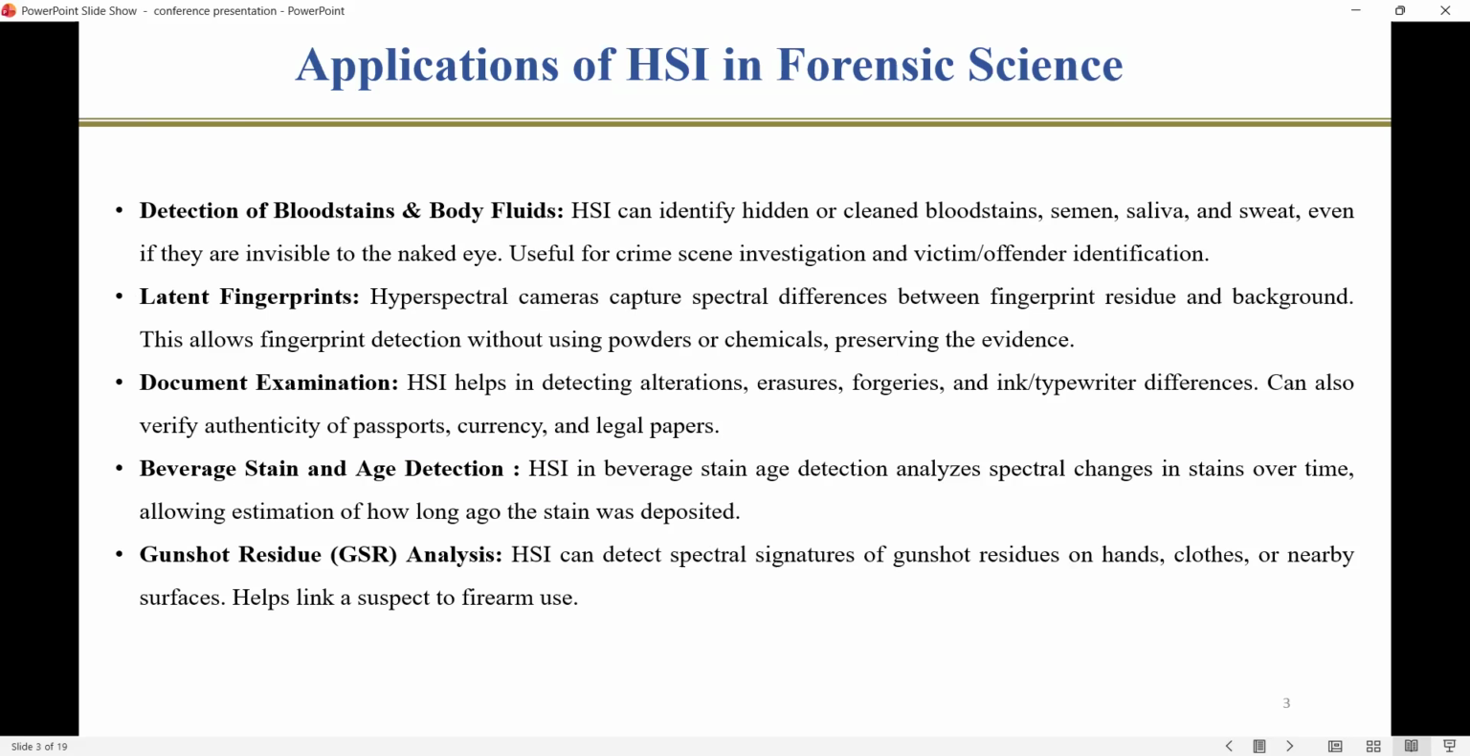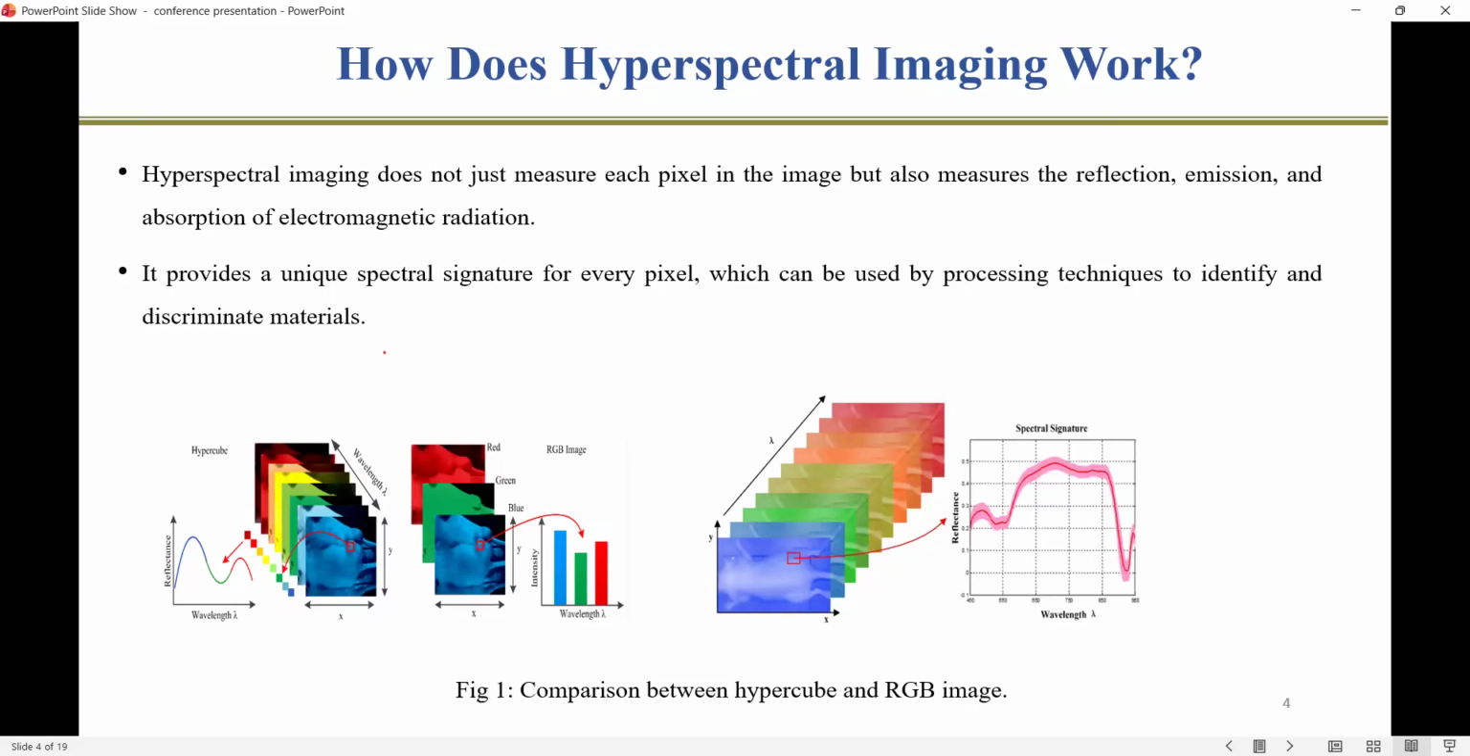Among these applications, we have chosen beverage stain and age detection because in this area there is not much research. Next, I'll talk about how hyperspectral imaging works.